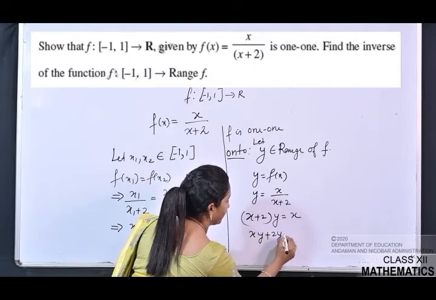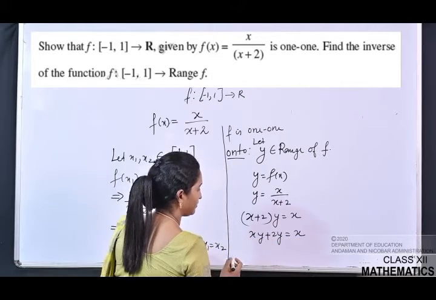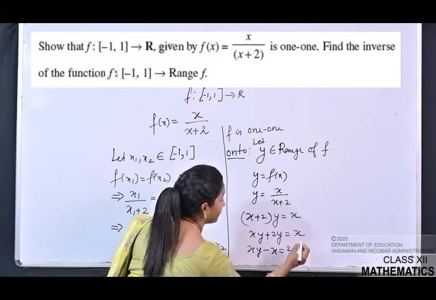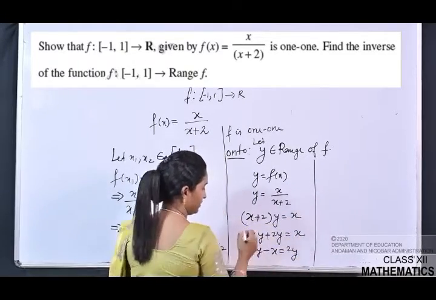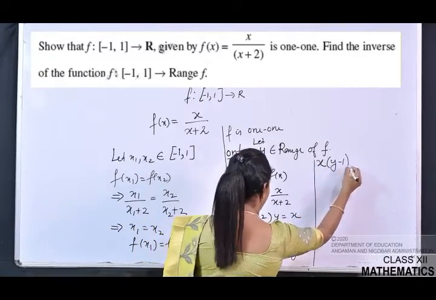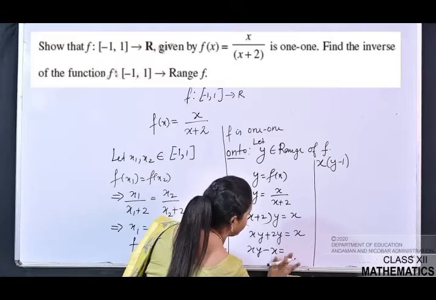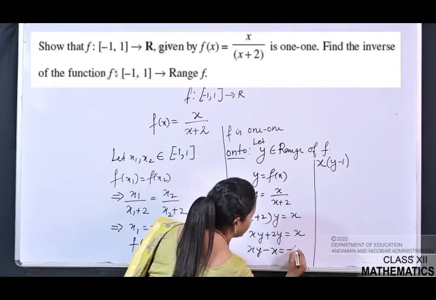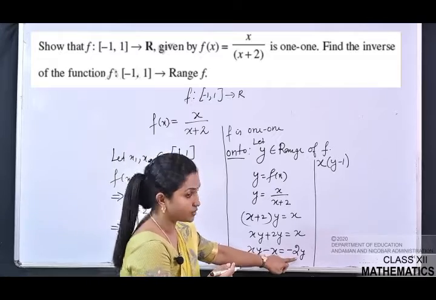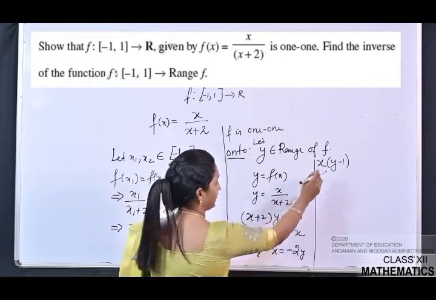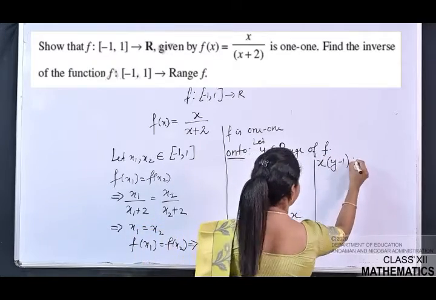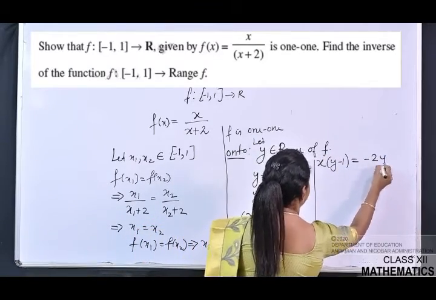xy plus 2y is equal to x. ठीक है, so xy minus x is equal to 2y, which is equal to, if you take x common, y minus 1. यहाँ पे ये minus हो जाएगा because we are taking 2y to that side, it becomes minus 2y. Clear? So xy minus x is equal to minus 2y. When you take x common, y minus 1 is equal to minus 2y.